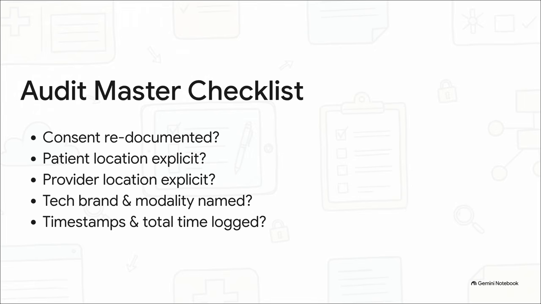So use this master checklist to ensure every single box is checked before you submit. I highly recommend integrating these 5 questions directly into your electronic health record templates. 1. Is consent redocumented for today's visit? 2. Is the patient's exact physical location explicitly stated? 3. Is the provider's location explicitly stated? 4. Is the technology brand, synchronous status, and modality named? And 5. Are the timestamps and total time logged? If your providers can check all 5 of these boxes on every single visit, you're effectively closing the trap before the auditor can even set it.